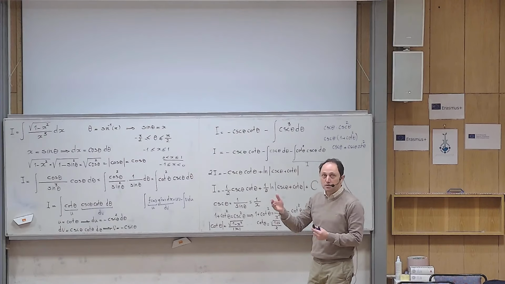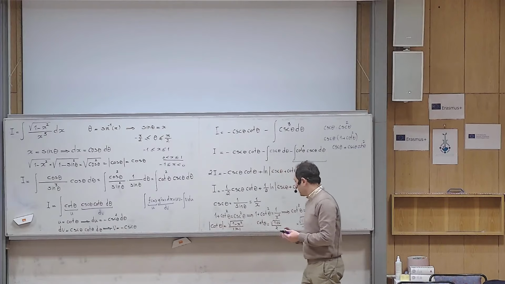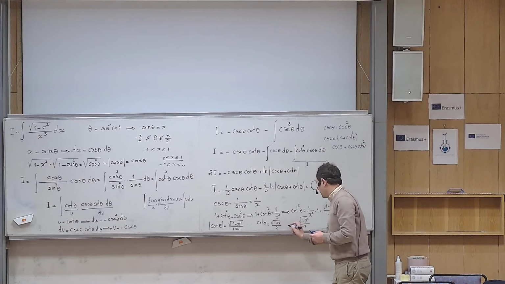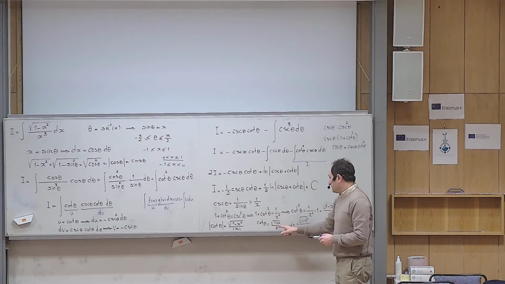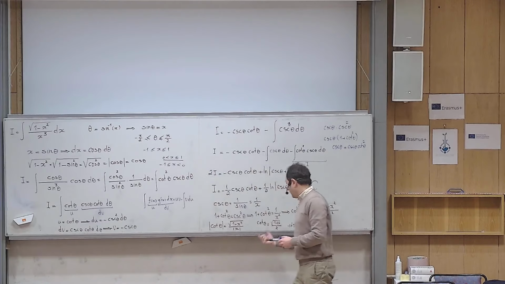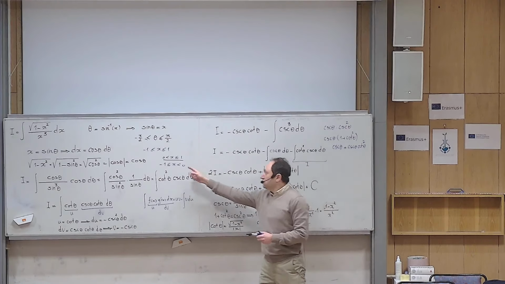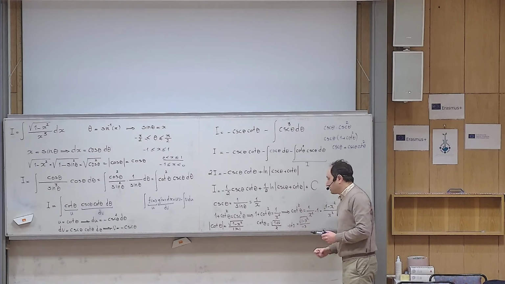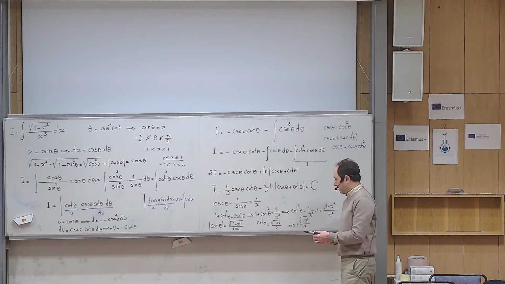Yes, because sine is negative and cosine is positive there. So cotangent is negative. So when I want to remove that absolute value sign, I also have to put a minus sign there. Then this minus sign and that minus sign cancel. So it doesn't matter: if x is between 0 and 1, I have this; if x is between minus 1 and 0, I will have this. But because these minus signs cancel, I eventually get that one.